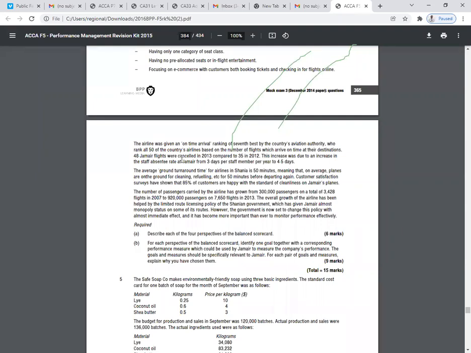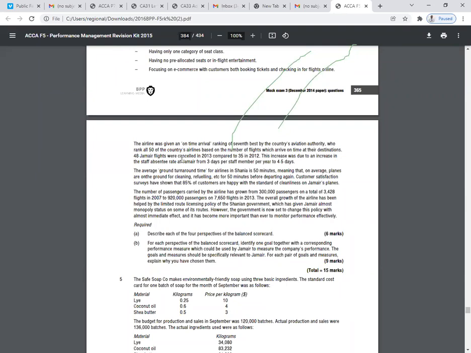The overall growth of the airline has been helped by the limited route licensing policy of Chania's government, which has given Jam Air almost monopoly status on some of its routes. However, the government is now set to change this policy with almost immediate effect, and it has become more important than ever to monitor performance effectively.